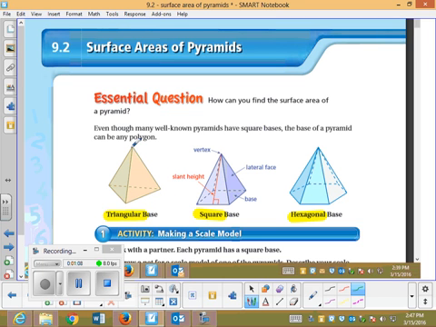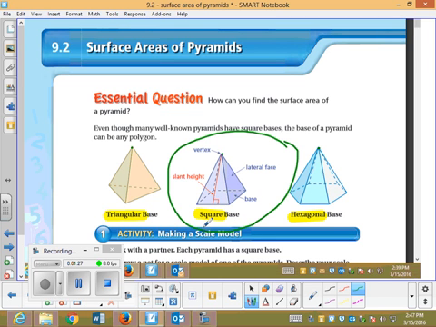Now, they all have a vertex, and the vertex is usually the top. So do me a favor, if you can, quickly sketch this particular one, they will be all the same. Just sketch this one. That's the vertex. Again, each of the triangles is considered a face, okay? And then the bottom would be the base.